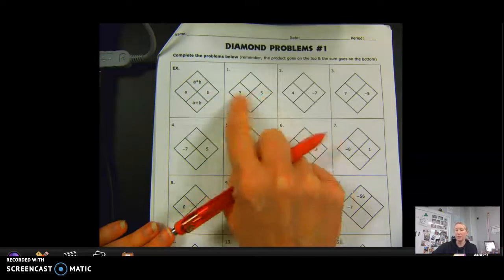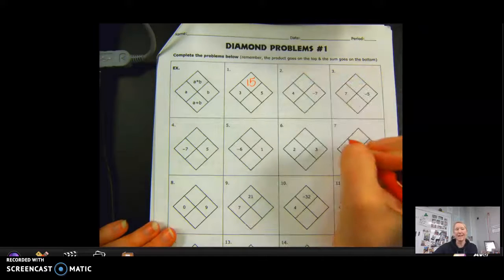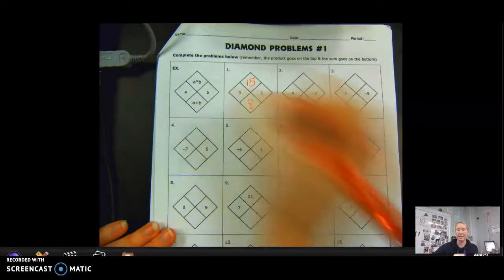So here are my two sides, 3 and 5. I'd multiply them to get the top number, so that'd be 15. But then I add them to get the bottom number, so that is 8.